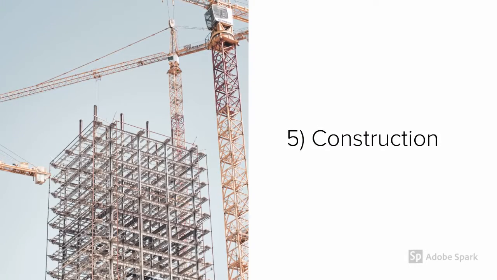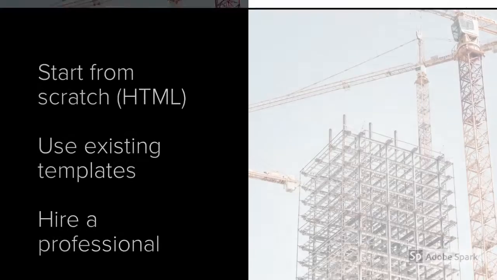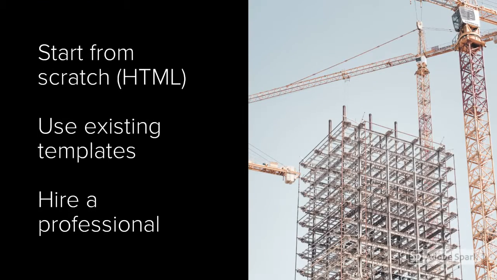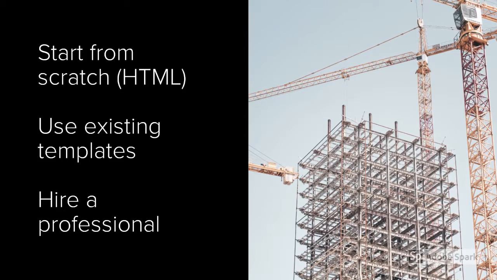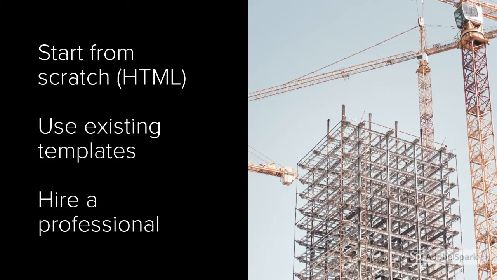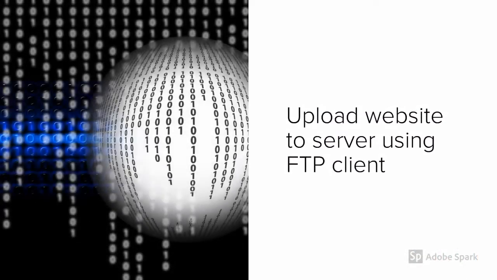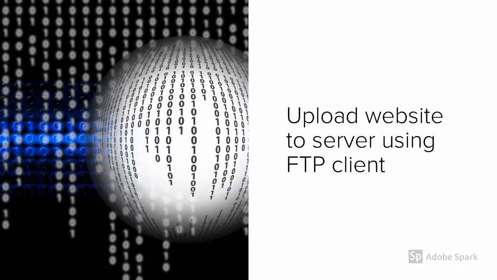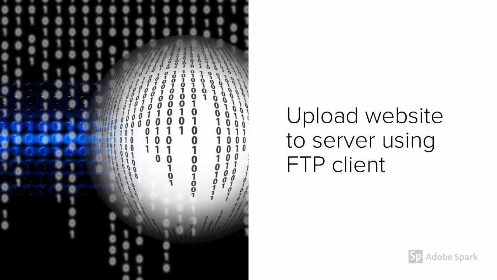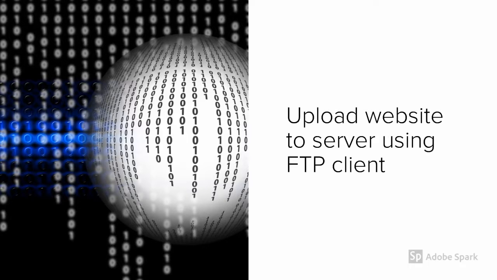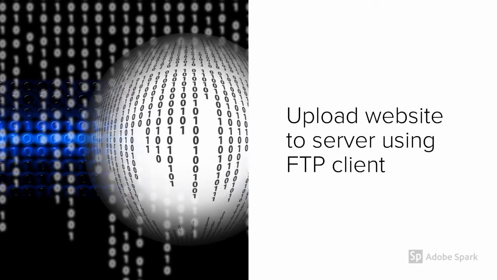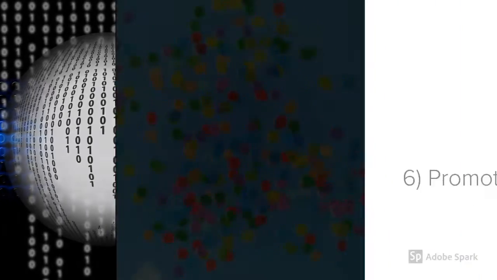Step 5 is the construction of your website. 3 ways to develop your website include starting from scratch, using existing templates, or hiring somebody to develop your website for you. After your website is developed, you'll need to upload it to the server using an FTP client such as CoffeeCup, FileZilla, or CuteFTP, which are 3 of many FTP clients.